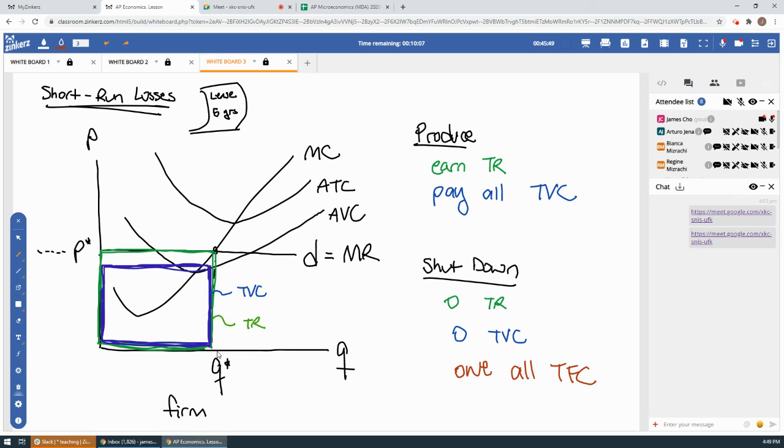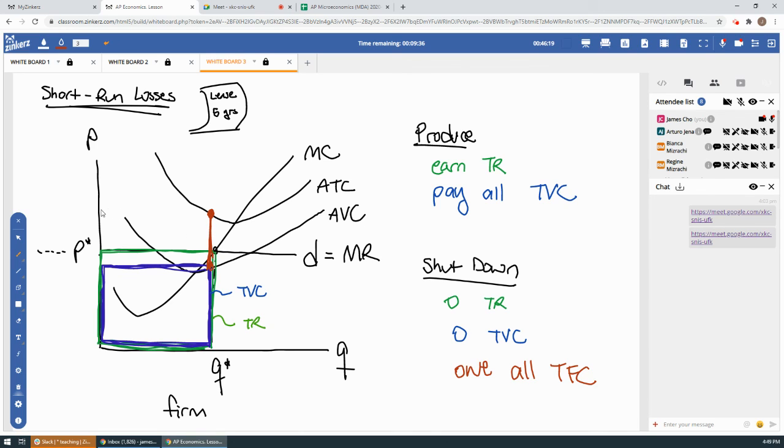Okay, take a look at your Q star. What does that distance represent? From here to here, the average fixed cost. Yeah, you guys told me that before. The distance between here and here is average fixed cost. At this quantity, here is ATC minus AVC. Here's my average fixed cost.